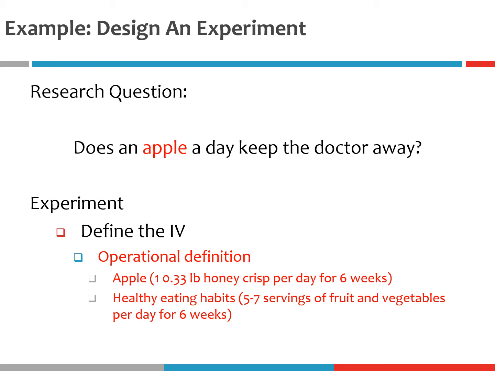Okay, so our operational definition of apple, again, if we wanted to be as specific as possible, might be one small apple, which I asked Google how much small apples typically weigh, and I was informed that they typically weigh 0.33 pounds, right? So again, if we want to be very precise and very controlled, we could weigh a bunch of apples and make sure they're all the same size, right? So one 0.33 pound Honeycrisp apple per day for 6 weeks, right?